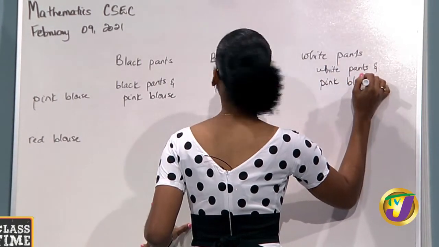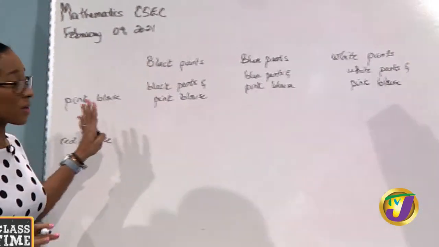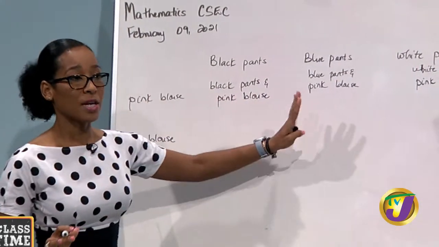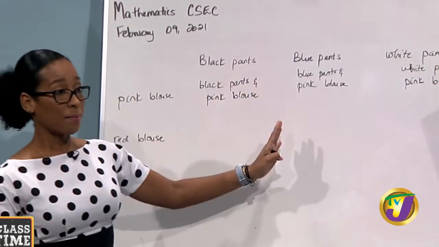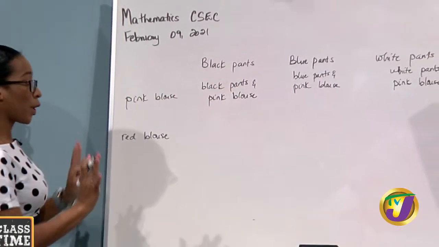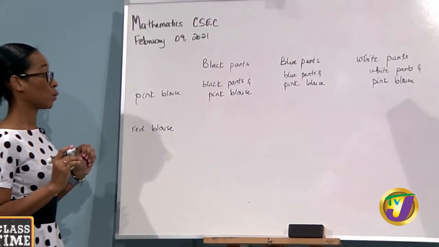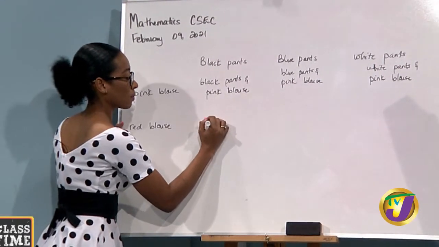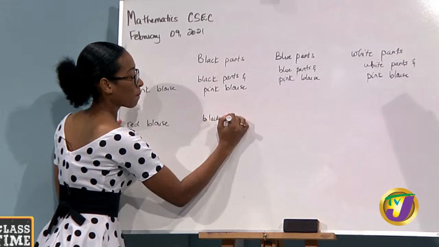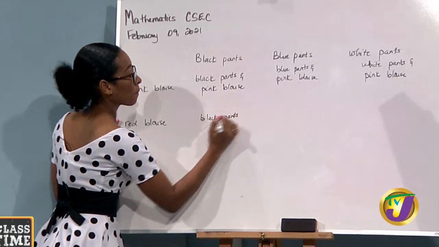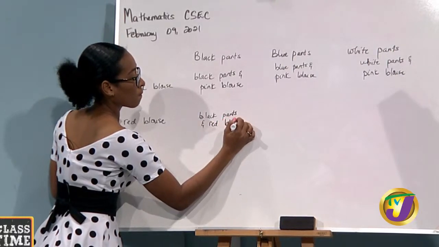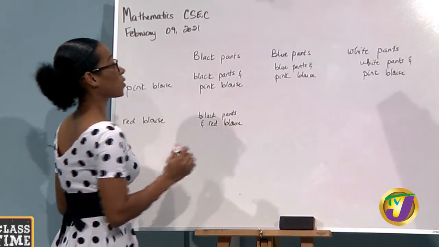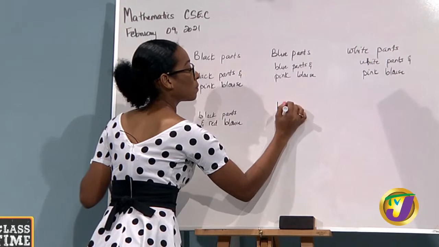So we finish off here with our pink blouse. These are all the combinations of the pink blouse with any one of the pants: black pants, white pants, blue pants. So now we're on to the red blouse. She can wear the red blouse with the black pants. What is the probability of Sage selecting the black pants and the red blouse? And she can also wear the blue pants with the red blouse.